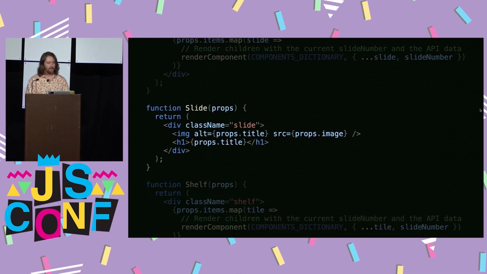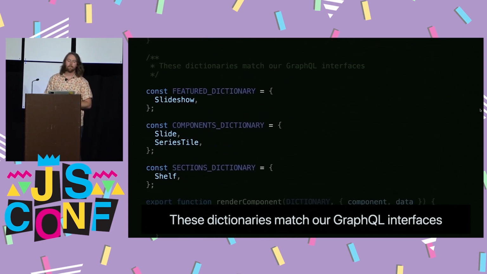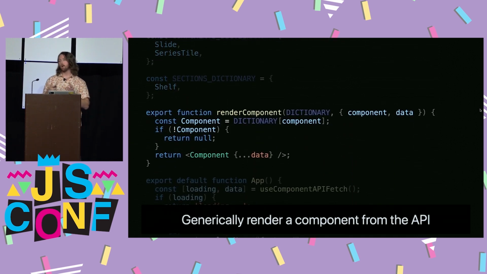Here's a boring slide component. These are just example snippets here. So these dictionaries are where the magic happens. These dictionaries map to the interfaces in our schema. So you remember our featured interface and our sections interface. So we add the respective components from our component library into these dictionaries. Then when we want to render a component, we use the respective dictionary. We grab the component field, look up the component in the dictionary, and generically render it with its data.